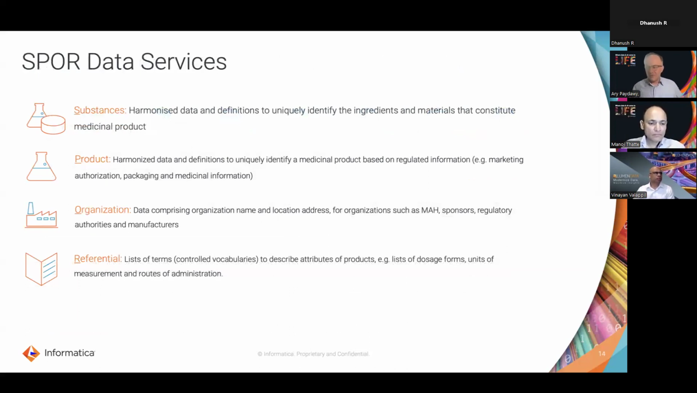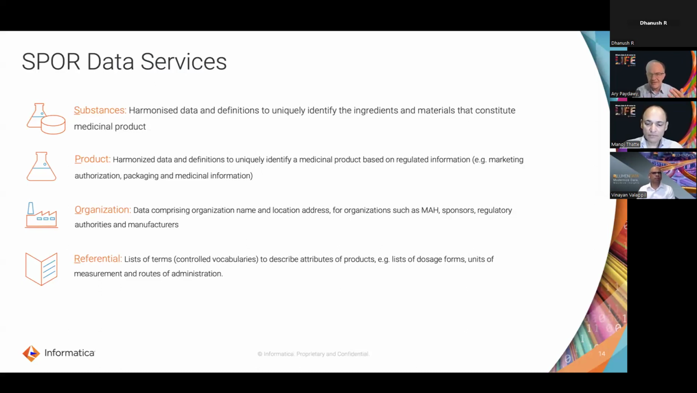The other important piece, which is really the vehicle, is the SPOR data services. Think of SPOR as a way of going from the old world of submission through XEVMPD into the whole IDMP world. That's the vehicle behind it. SPOR stands for substances, products, organizations, and referentials. These domains are being used by EMA for IDMP. And as I mentioned, the purpose of it is to provide high quality data management.